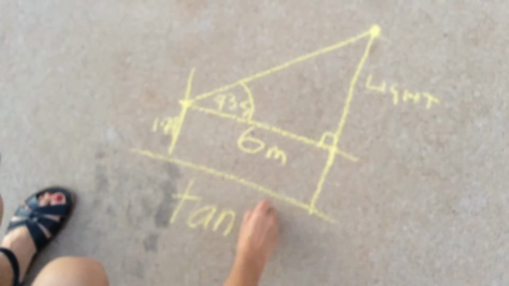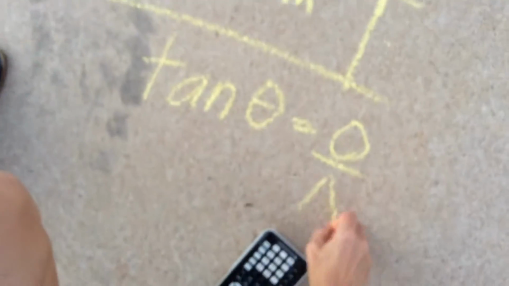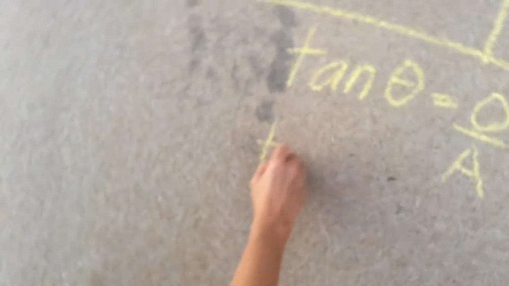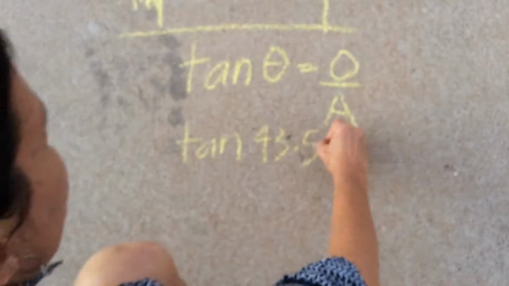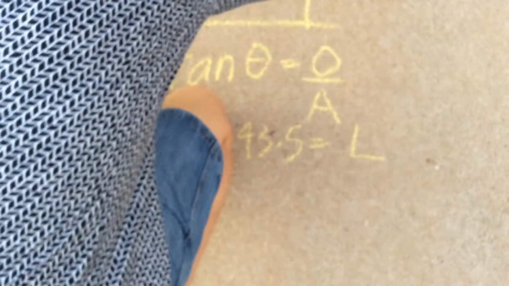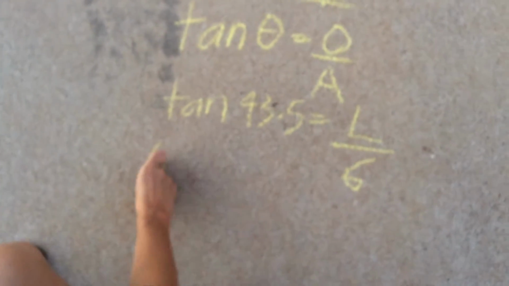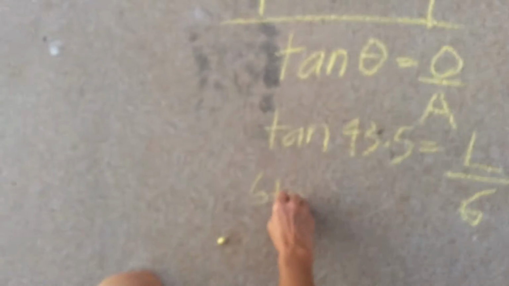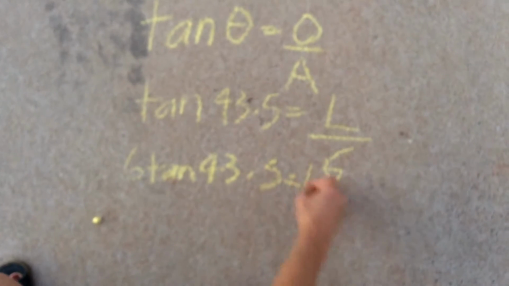So tan theta equals opposite over adjacent. Then we sub in our known values and it becomes tan of 43.5 equals opposite, which we're going to call L for light, divided by adjacent, which is 6, and then we rearrange and it becomes 6 tan 43.5 equals the height of L.